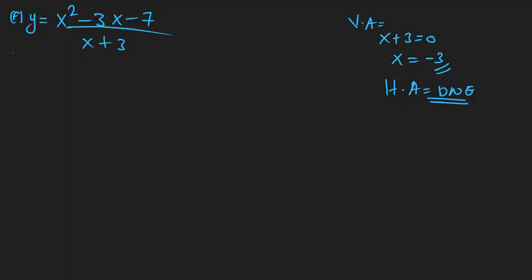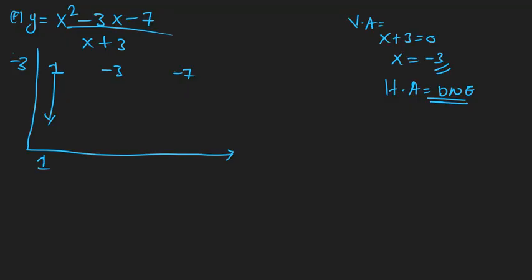To find your slant asymptote, do synthetic division. So you have negative 3 there. Then you get the coefficients: 1, negative 3, negative 7. Just drop your 1 there directly. Negative 3 multiplied by 1 is negative 3. Negative 3 plus negative 3 is negative 6. Negative 3 multiplied by negative 6 is positive 18. Then negative 7 plus positive 18 gives you 11.